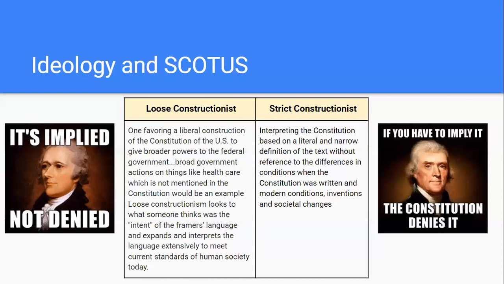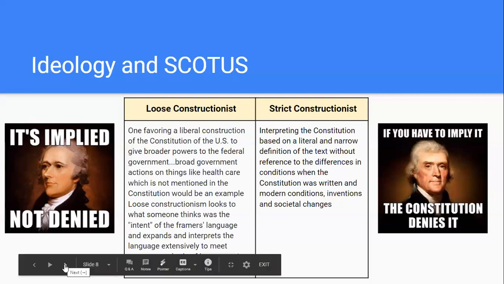So do you get the difference between those two? That's really important. Loose constructionists, this is what would be termed as judicial activism. Strict constructionist is judicial restraint. Okay, make sure you know the difference between those. Any questions?